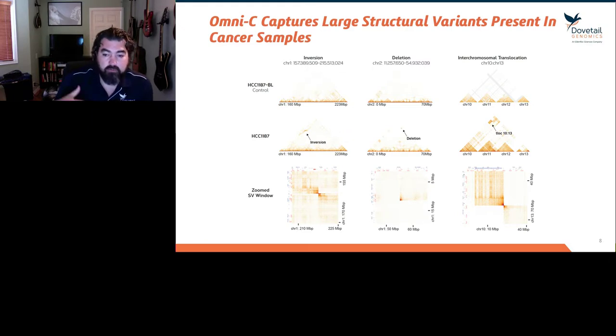And so for the next part of the presentation, we're really going to be focusing on the inter-chromosomal translocation events, what we're showing here on the far right column, where we see a translocation event between chromosome 10 and chromosome 13 in HCC 1187. And next, we're going to show you how exactly we identify and capture these variation events.